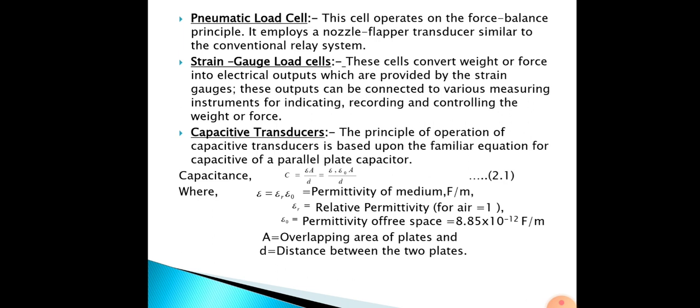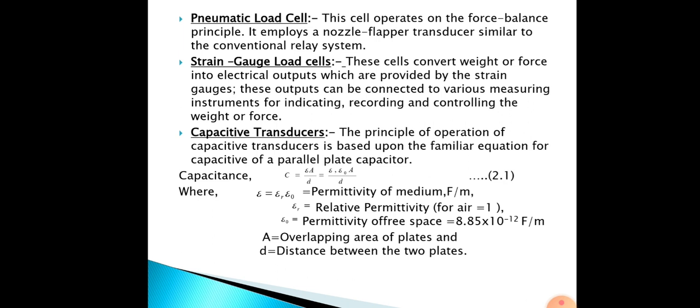The next one is the capacitive transducer. The principle of operation of a capacitive transducer is based upon the equation of capacitance of a parallel plate capacitor. C is equal to epsilon A divided by d, where epsilon is epsilon r into epsilon naught, that is, the permittivity of the medium.